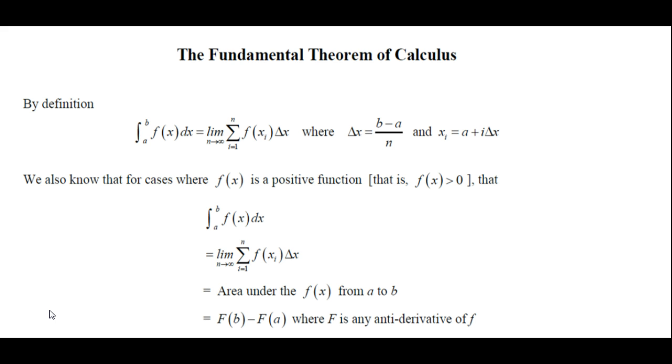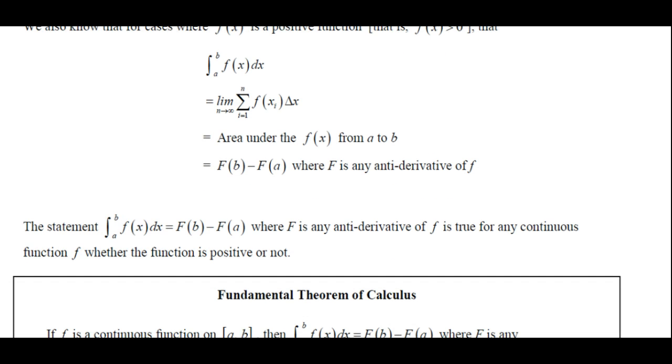And we also know that for cases where f of x is a positive function, where it's above the x-axis, this integral is the area under f of x from a to b, which is equal to F of b minus F of a, where F is any antiderivative of f. And it's any because we're subtracting, so if you're adding on a constant, you're subtracting it off. So generally we don't bother. We're not going to do the constant because we know we're going to be subtracting it off.